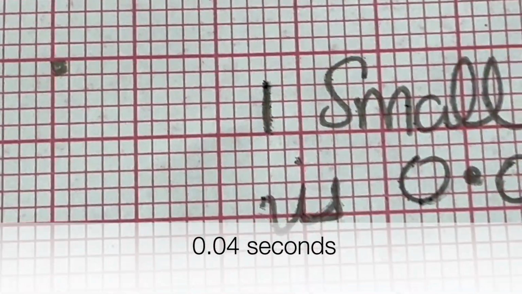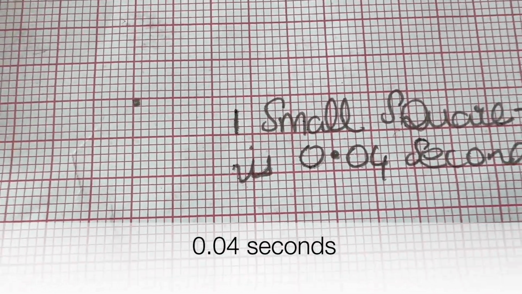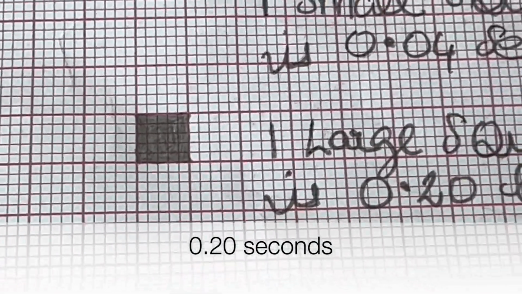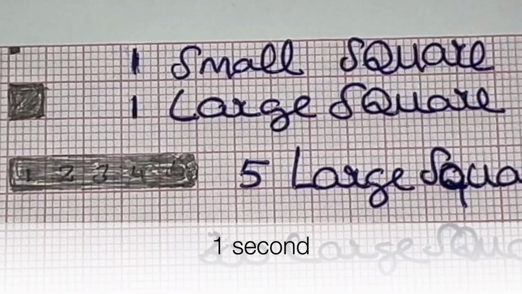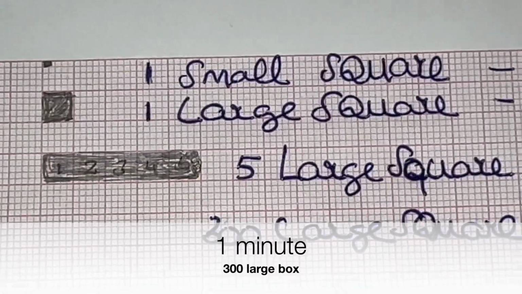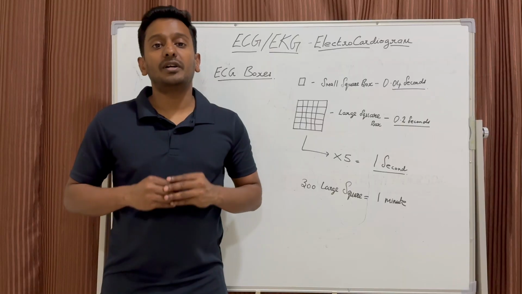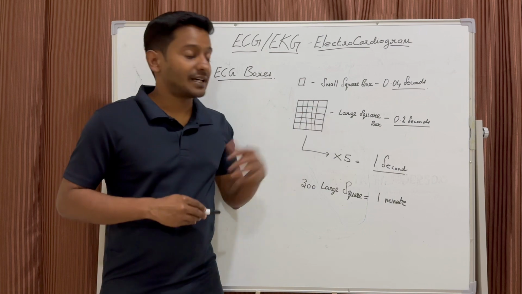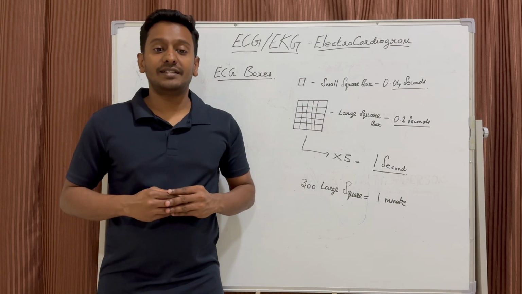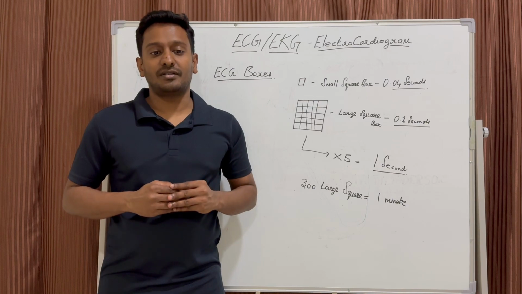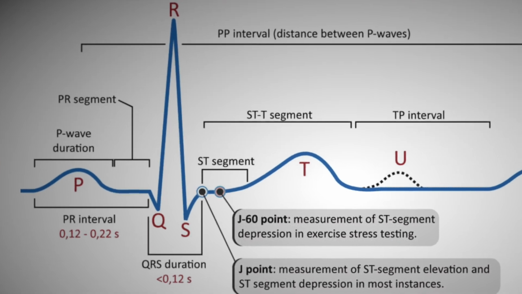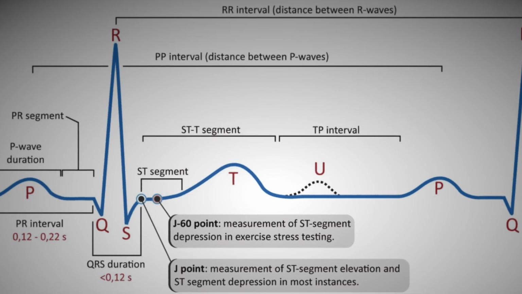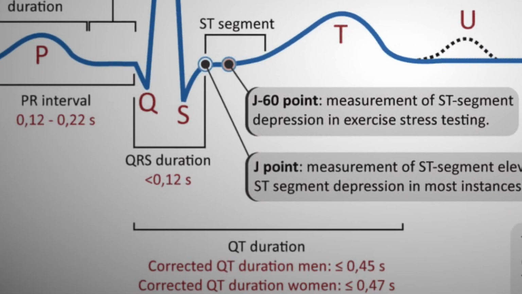This small square represents 0.04 seconds. The large square is 0.2 seconds. 5 large squares is 1 second and 300 large squares is 1 minute. To interpret the ECG using these boxes in the ECG graph paper, the ECG is divided into a few parts. One is the PR interval, then PR segment, then QRS complex, ST segment, T wave, RR interval and QT interval.